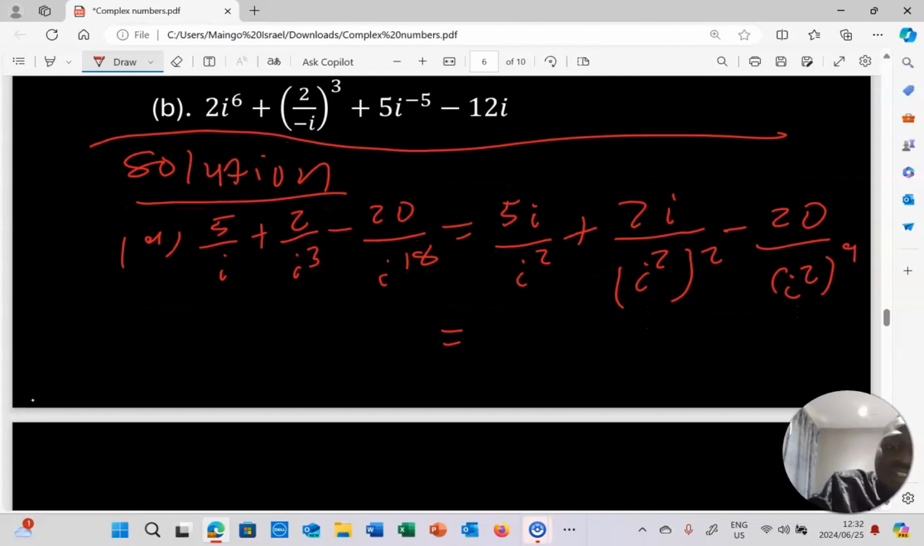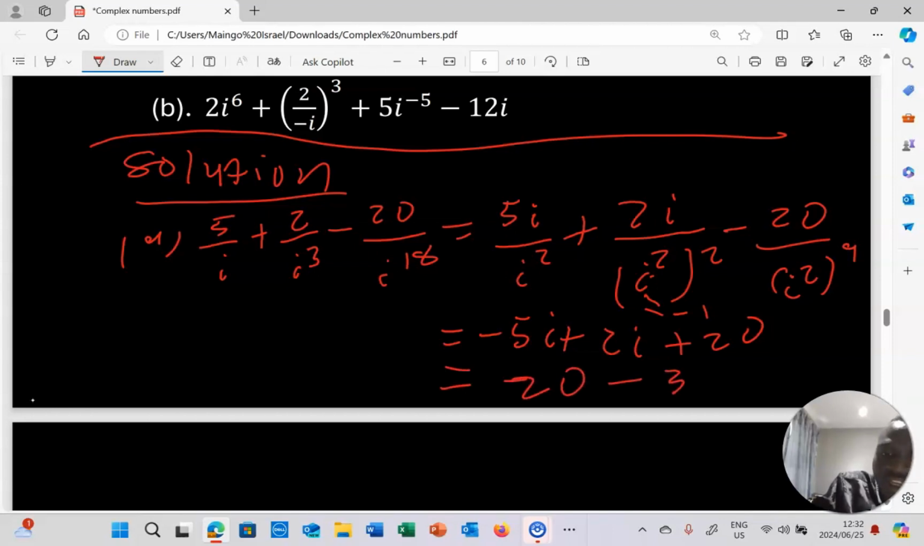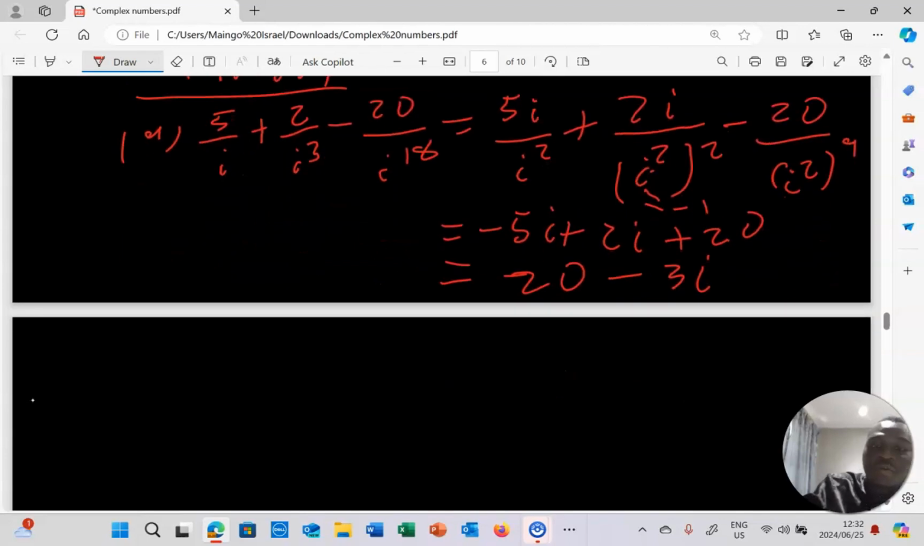So then this one is negative, I squared is negative 1. This will be negative 5I. This one is also negative 1, but negative 1 to the power 2 is positive. This would be 2I. This one is negative, but because the index is an odd number, this one will be positive. Then it will be positive 20. So this is just equal to minus 20 minus 3I. So then we represent it in the form of a plus ib. Now let's look at the second problem.